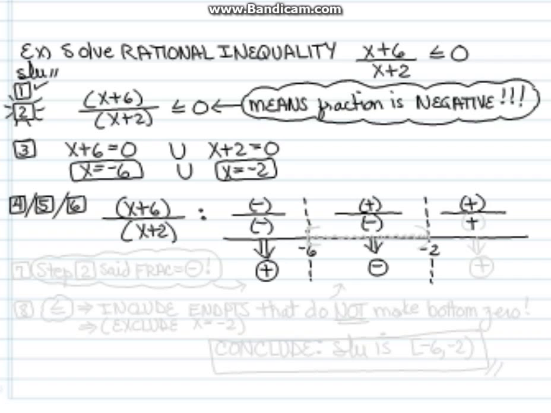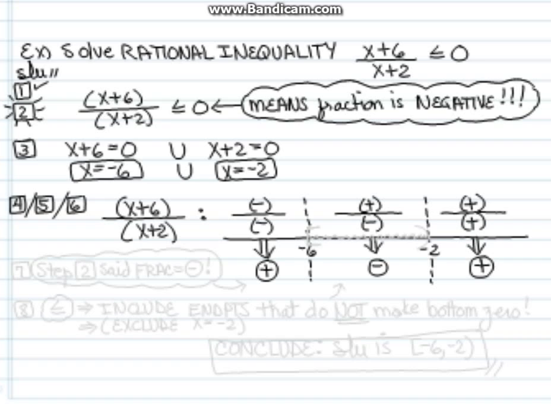And finally, in the last region, I choose an x value that's to the right of -2. In other words, it's greater than -2. Any value I can choose here. I'll say, to make it easy, that x equals 0. 0 comes after -2, so I'll just choose 0 because it's easy to work with. When x is 0, the top is 0 plus 6, which is positive, and the bottom is 0 plus 2, which is positive, and a positive over a positive is equal to a positive.